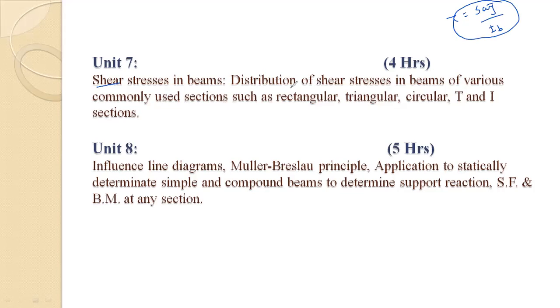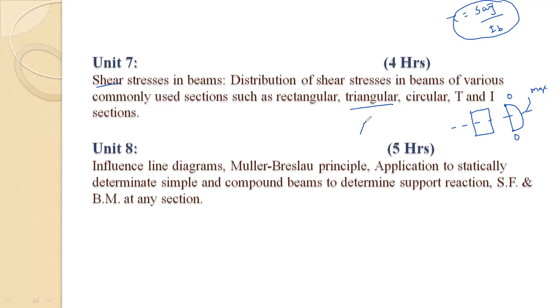Shear stress is distributed point to point. For a rectangular section, the shear stress diagram is like this. At the top and bottom, shear stress is 0, and at the neutral axis, shear stress is maximum. This is for the rectangular section.